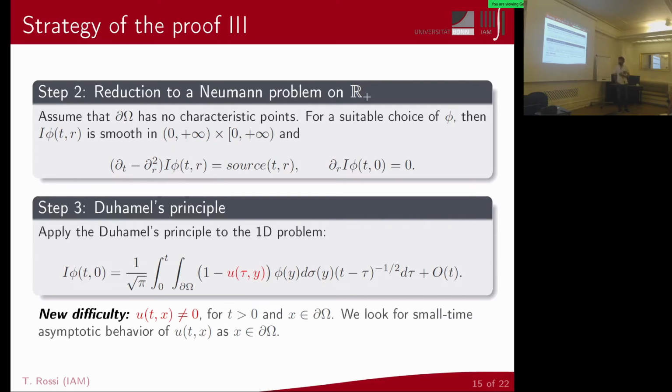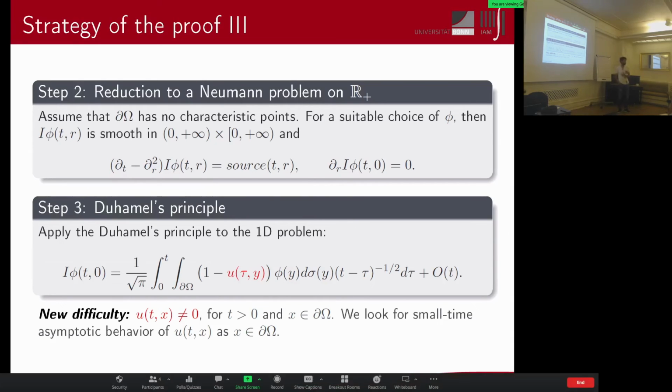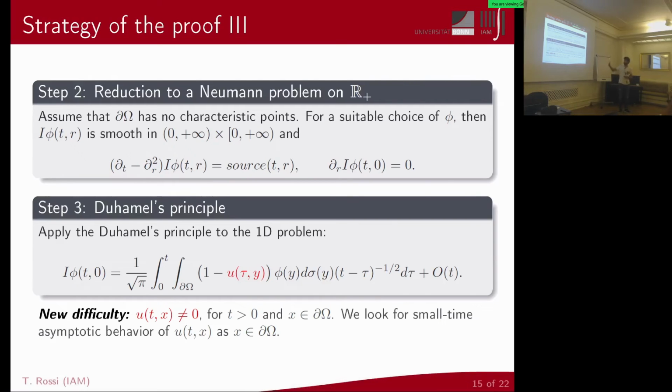Now the problem is that this is not a precise asymptotics for I_φ(t, 0). Notice that if we were interested in the classical content asymptotics, so if we were satisfied with Dirichlet boundary condition, this would be enough because u here is computed on the boundary of the domain, and so this would be 0 for any time. But in this situation, we don't have this information, and so what we need is additional asymptotic information on the behavior of u as t goes to 0 and as x is a point of the boundary.